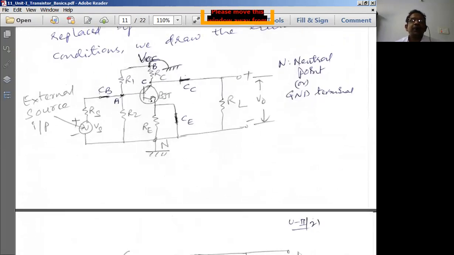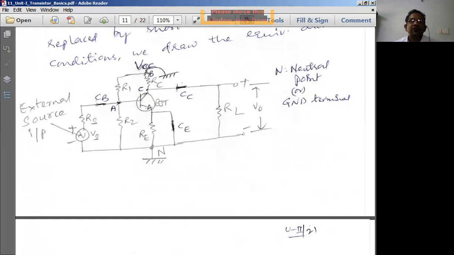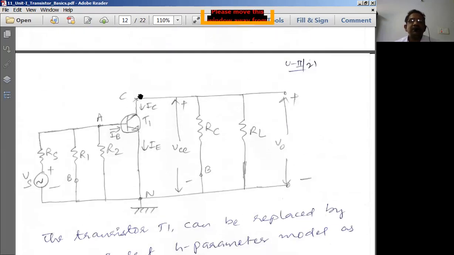So this collector is simply connected to the ground. From the collector, the RC, this is nothing but the B terminal. I can put these various terminals as A, B, and C. So this B is connected to ground. That means collector C to B, there is an RC. So C is connected to ground via RC. C is connected to B via RC. B is connected to the neutral point.